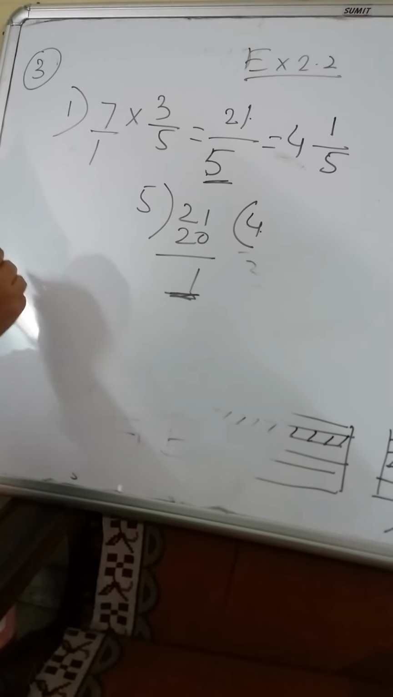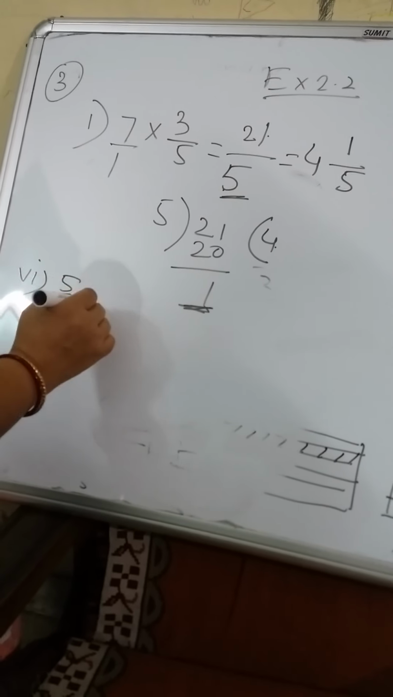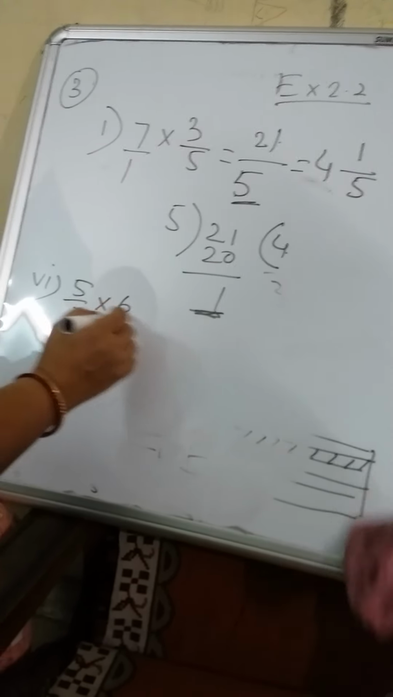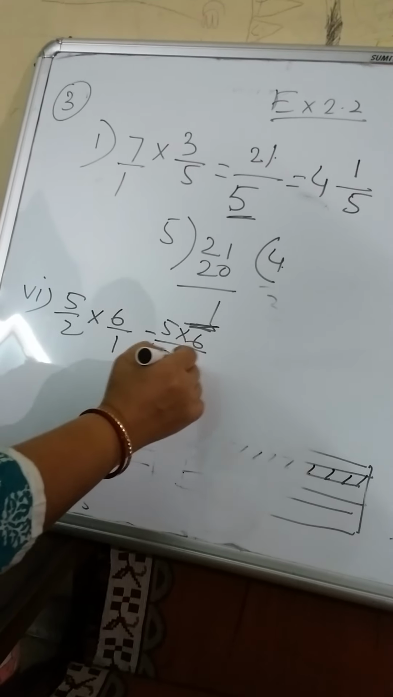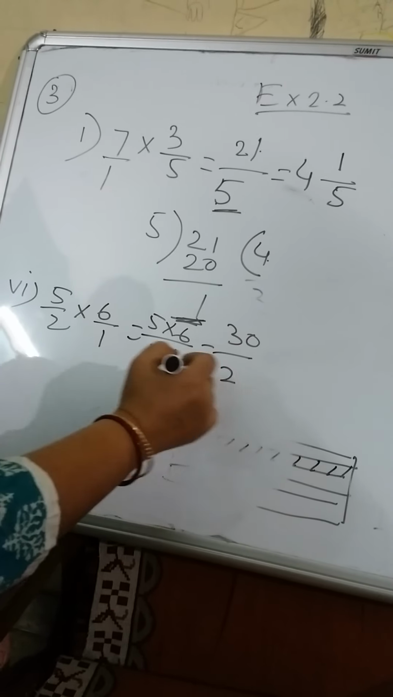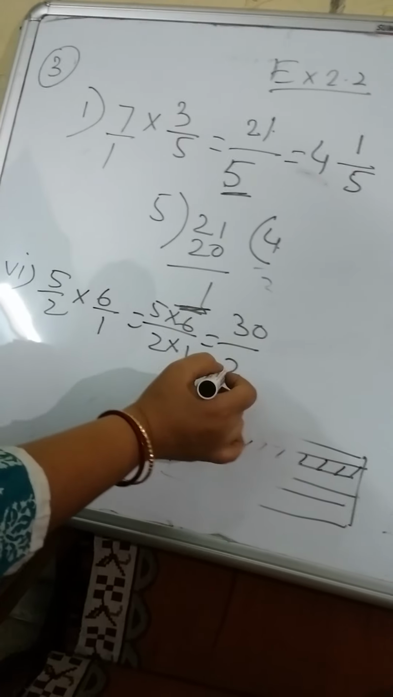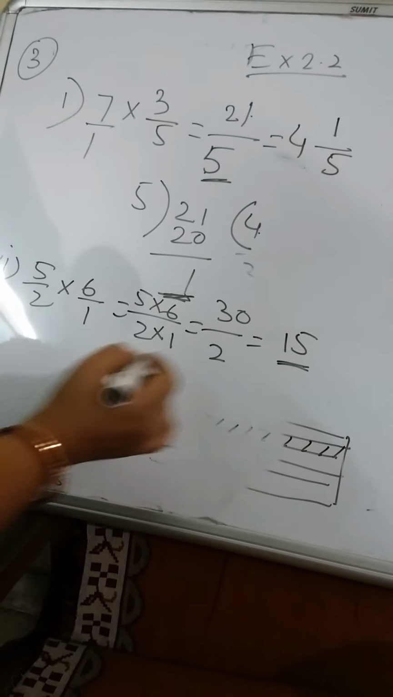The question number 6 I will do for you. It is 5 by 2 into 6. So 6 is like this. So 5 into 6, 2 into 1. 5 6s are 30, 2 1s are 2. So 30 can be divided by 2. It is 15. 15 is your answer.